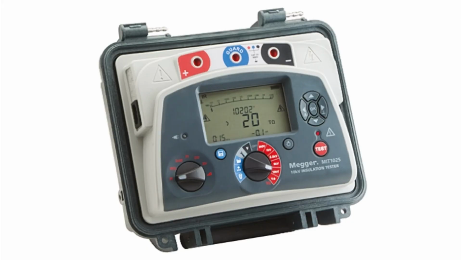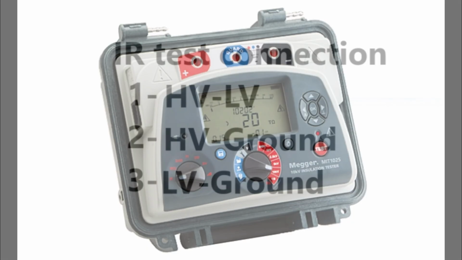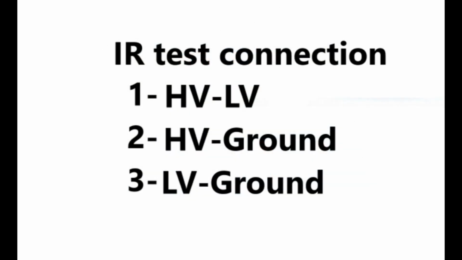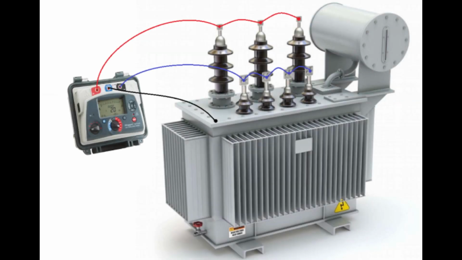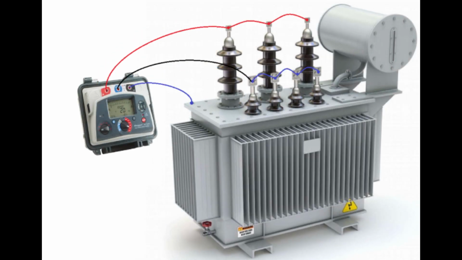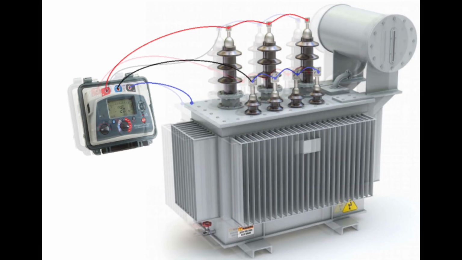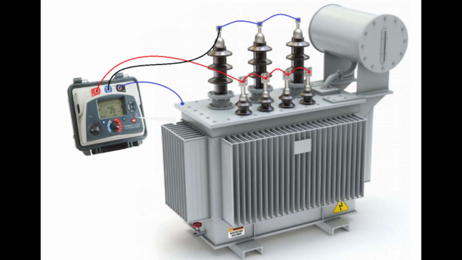Using a megohmmeter, we apply a DC voltage and measure the resistance. There are 3 connections of the insulation test: high voltage ground, and low voltage ground. The first one is connecting the positive port with high voltage winding and the negative port to the low voltage winding. The second connection is connecting the positive port with the high voltage winding and the negative port with ground. The last connection is connecting the positive port with the low voltage winding and the negative port with ground.